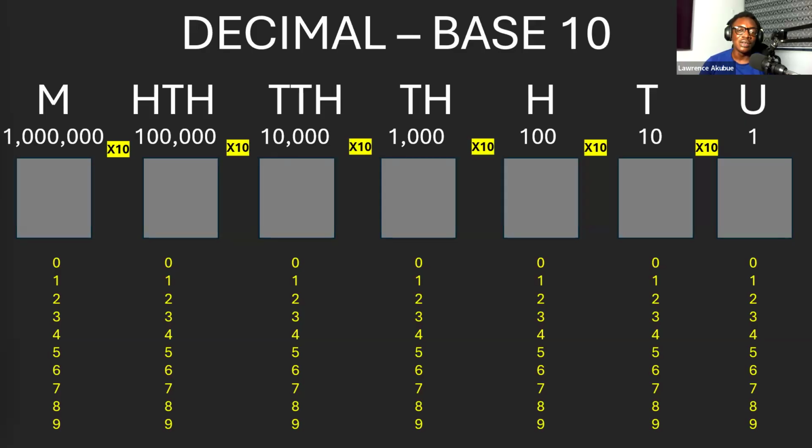So if you have 7 in the third one, it has the value 700, not just 7. So if you have something like 725, it means 700 plus 20 plus 5. So having said that, this is all we know, this is normal.